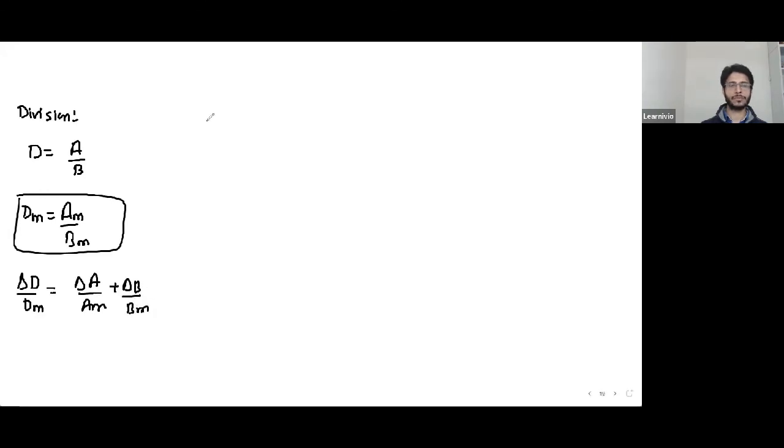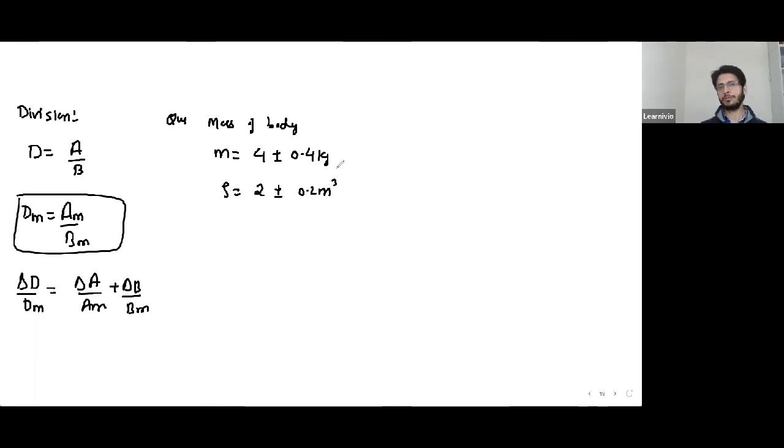Okay, solve this question. Mass of body M is 4 plus minus 0.4 kg. Volume of the body is 2 plus minus 0.2 meter cube. So this is the mean value of mass, this is error in mass. Or sorry, this is the volume. This is mean value of volume, this is error in volume. Calculate density with error limit. Okay, just note it down.